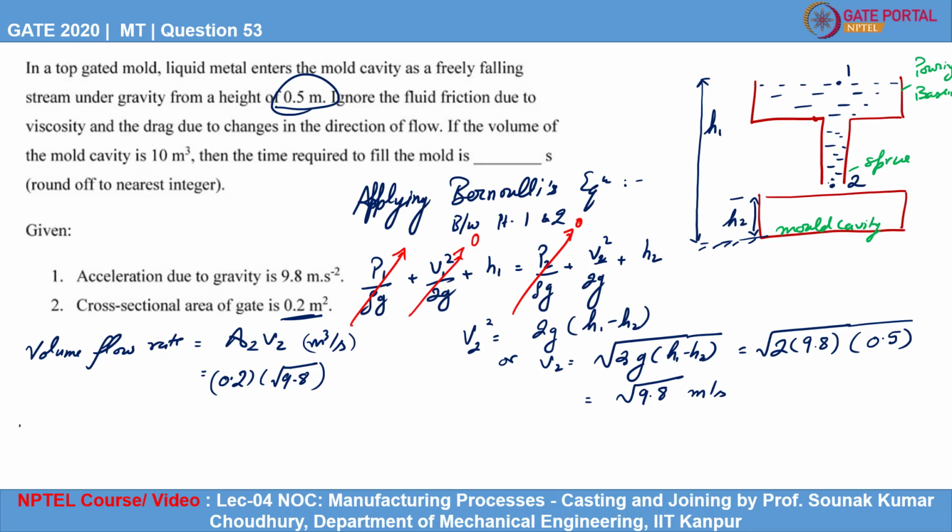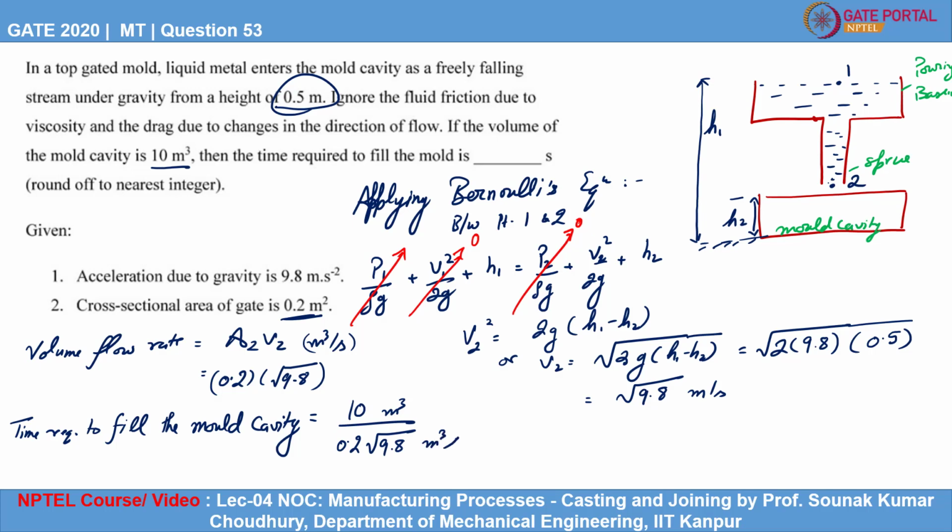Time required to fill the mold cavity will be, what is the volume of the mold cavity? It is given to be 10 meter cube. And what is the volume flow rate? It is 0.2 under root 9.8 meter cube per second. So that will give us, it will take around 15.97 seconds, that is approximately 16 seconds. So 16 seconds is the answer.